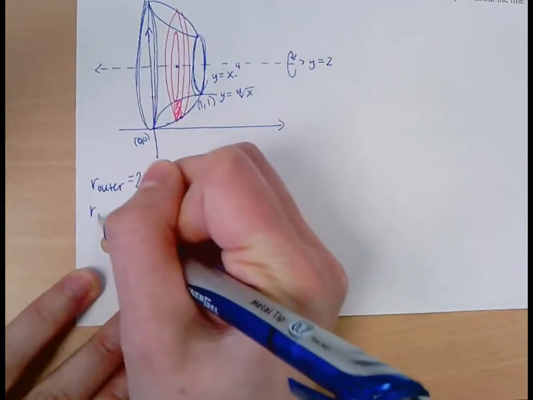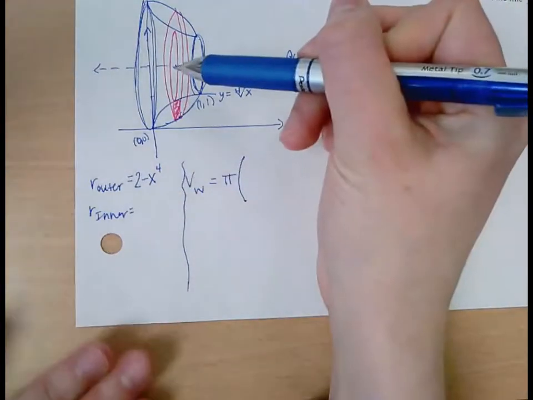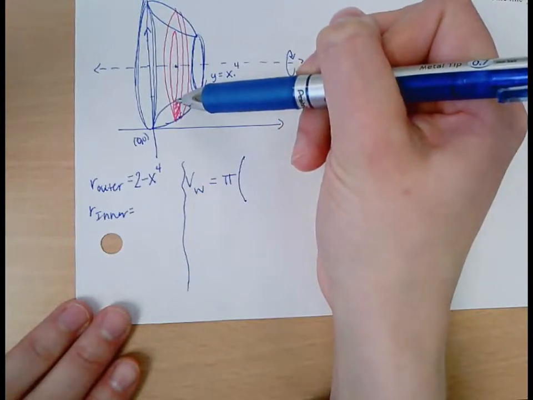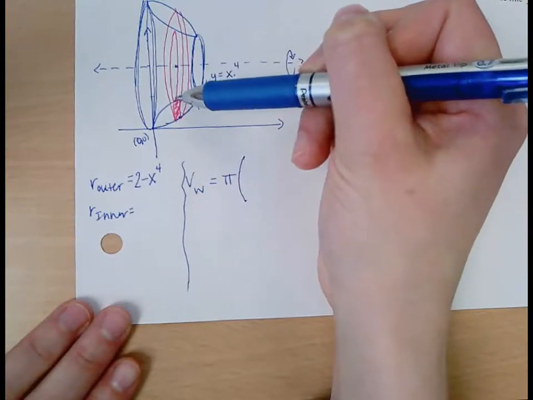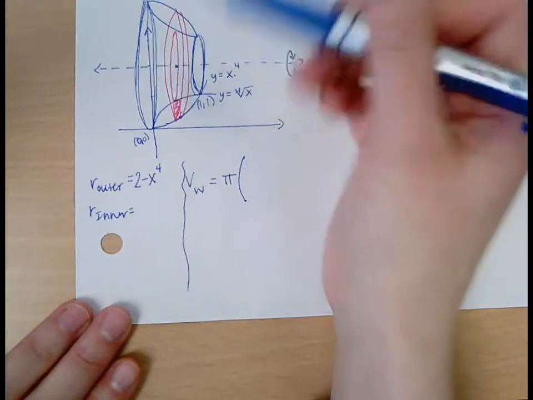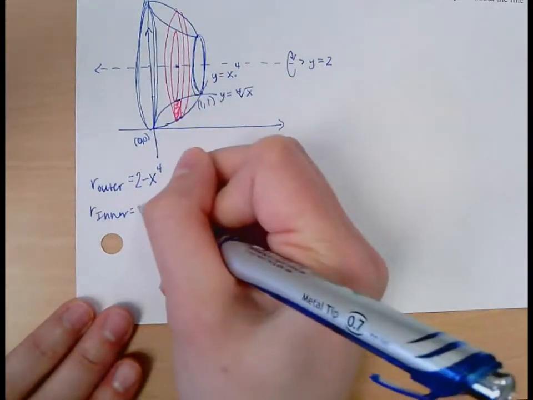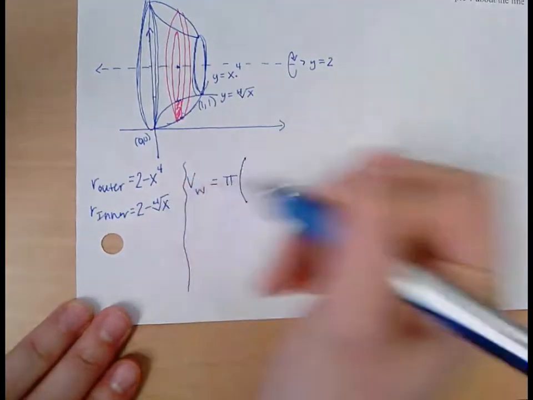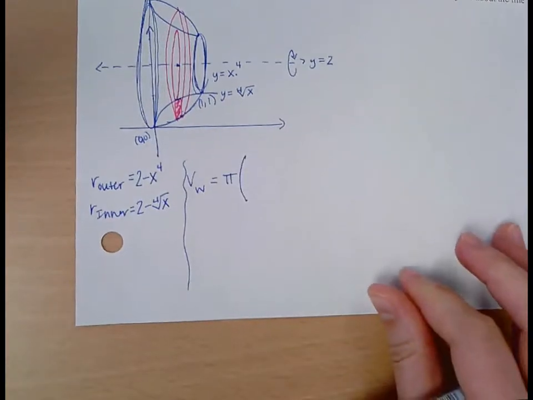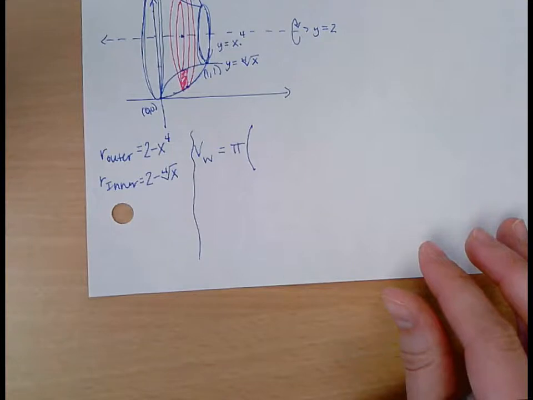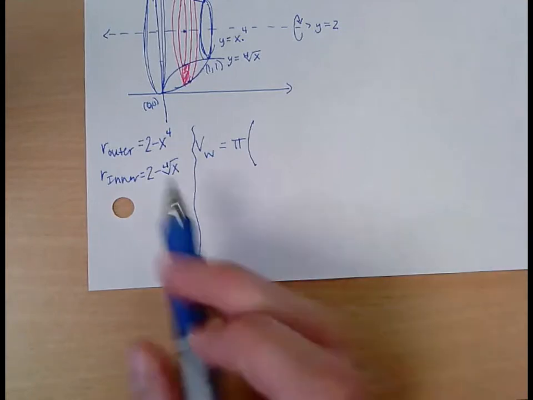And then the inner radius, again, still starts at the axis of rotation, the 2, but now goes to the top of that region, because that's where the rectangle would be here. So that would be 2 minus that curve, which is the 4th root of x. Does that make sense how I got those?